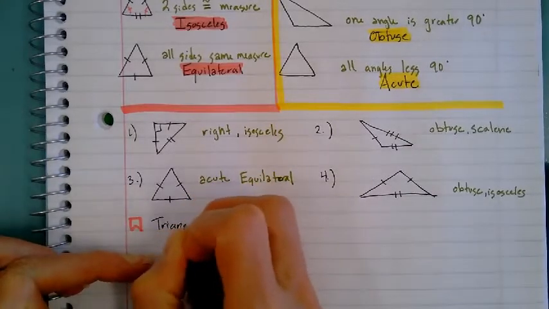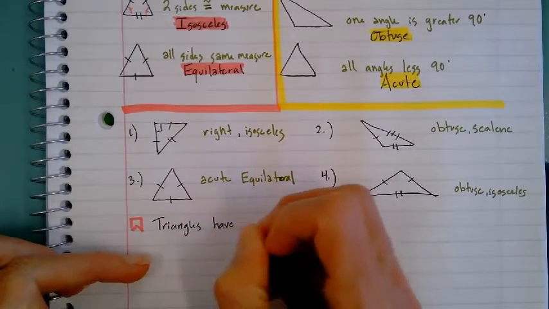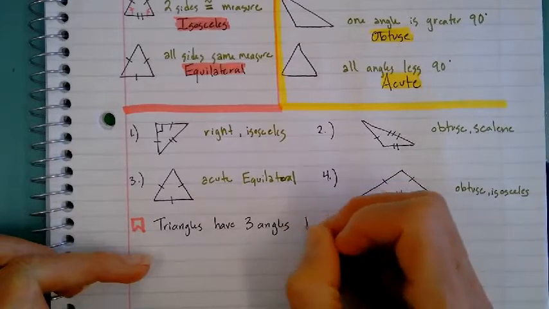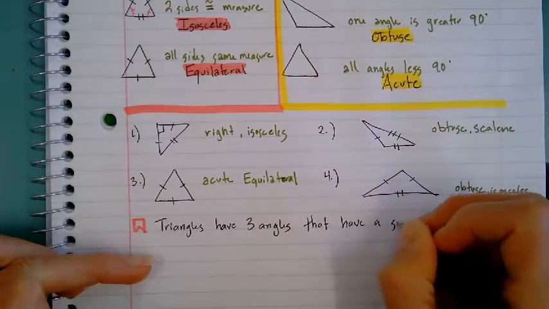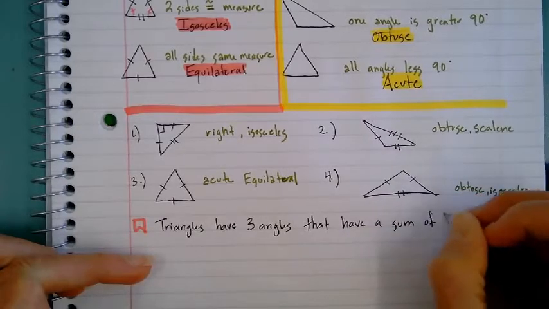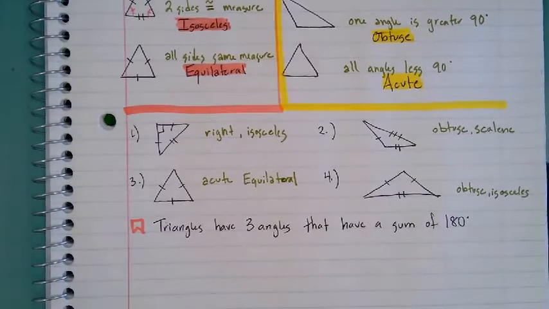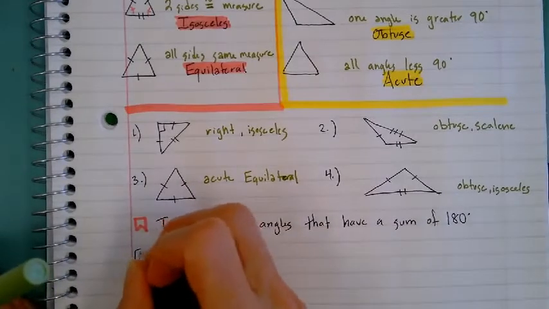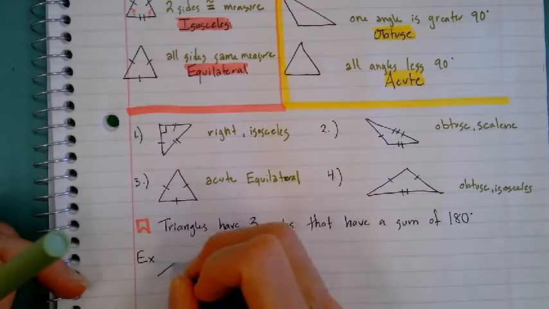So triangles have 3 angles that have a sum of 180 degrees. And it doesn't matter how big or small your triangle is, every triangle's angles add up to 180 degrees. So we're going to start with an example of how we can use that information to find a missing angle in a triangle.